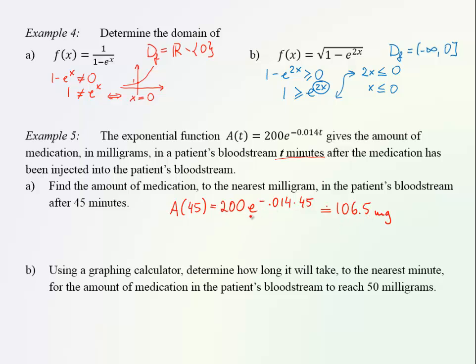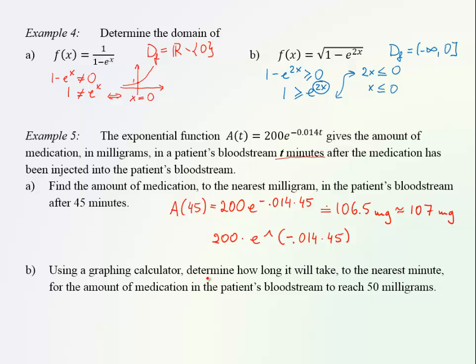When you try to enter this expression to the calculator, make sure that you use brackets for the exponent. So enter something like that, 200 times e to the exponent, this little dash, bracket, negative 0.014 times 45, bracket, and enter. Well, since the question really asks to the nearest milligram, we should round it to 107 milligrams.